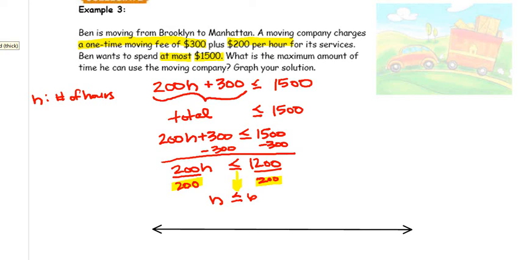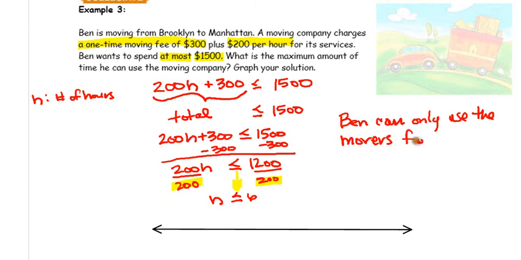So we're going to write this out. We're going to do it over here. Make sure you copy all this work down in your notebook. Ben can only use the movers for 6 or less hours. He can only use the movers for 6 or less hours.